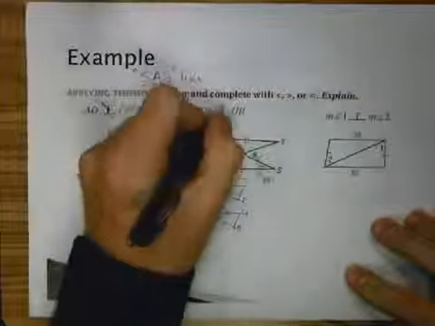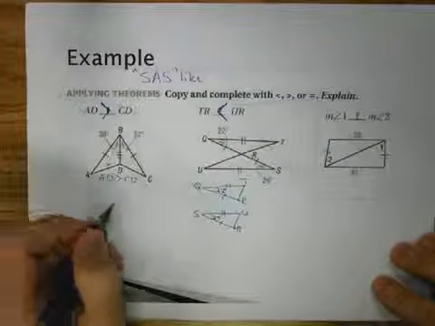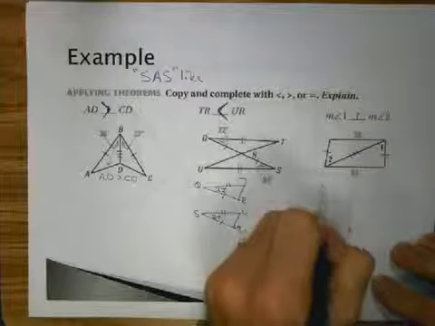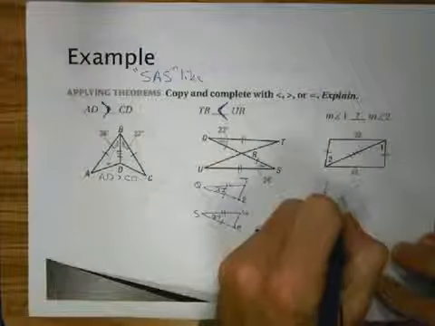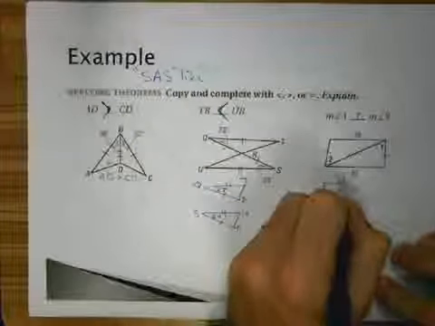So I know Q is at 22 degrees. I know S is 24 degrees. So looking at it, which one's going to be bigger, TR or UR? Well, 24 degrees means UR is going to be bigger. So our inequality goes that way.